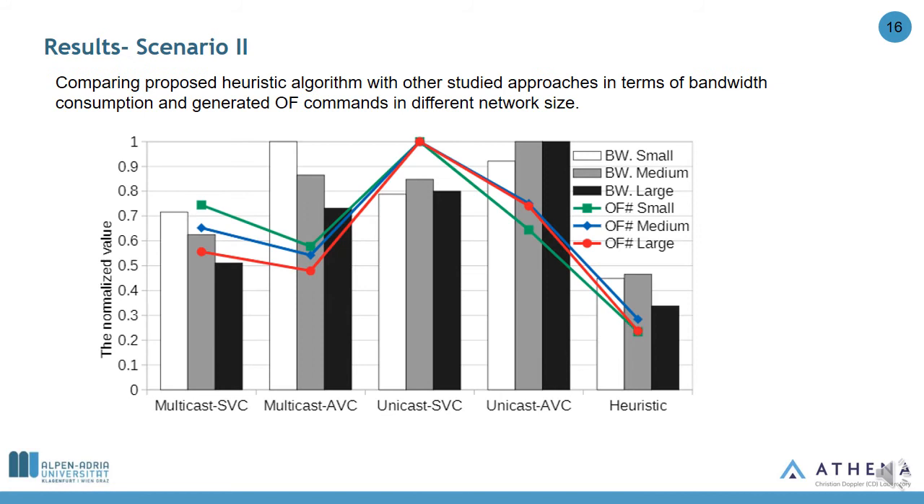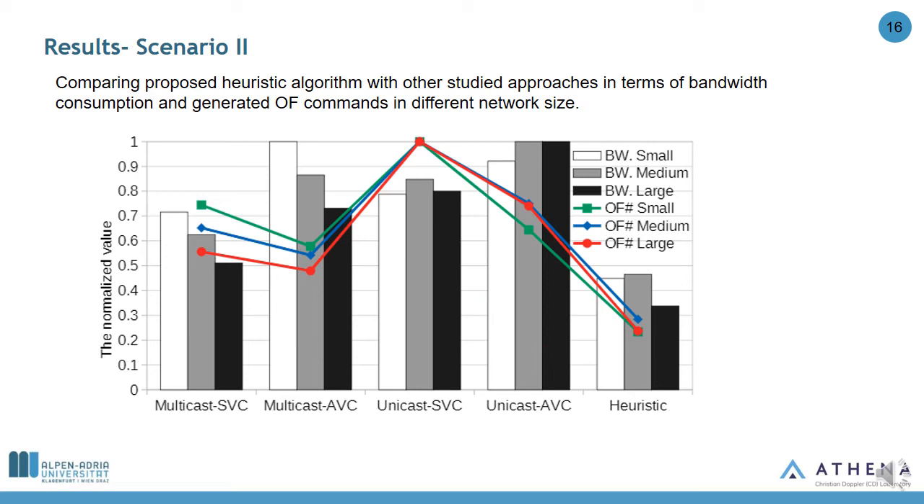In the second scenario, we compare the proposed heuristic algorithm with the other studied approaches in terms of bandwidth consumption and generated ORF commands in different network sizes. We consider a multicast approach using scalable video coding and AVC as a coding approach, and also a unicast approach that employs the cache server at the edge using SVC and AVC coding. As you can see in the figure, our proposed heuristic algorithm showed the best performance among all the studied approaches in terms of generated ORF commands and bandwidth consumption.